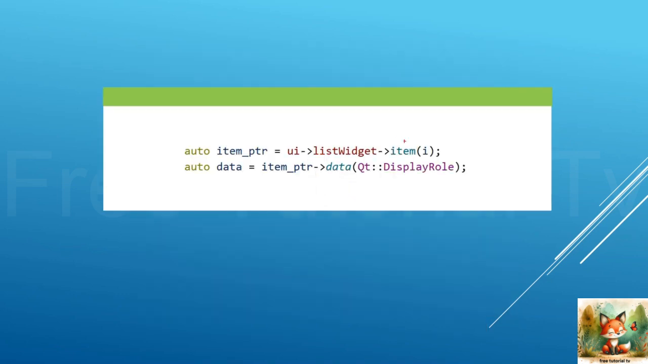Here is how you can read data from your QListWidget. If you have an instance of QListWidget in your code, you can ask it to give you the item at a given index. And these indexes are going to be numbered from 0 all the way to n, n being the number of items in your list. And what you get is going to be a pointer to a QListWidgetItem, but here I used auto type deduction to simplify things. Once you have the QListWidgetItem, you can ask that item, give me the data to display using the display role here.